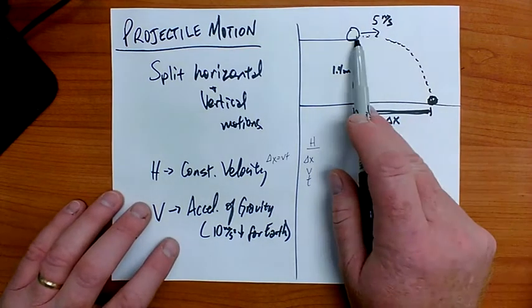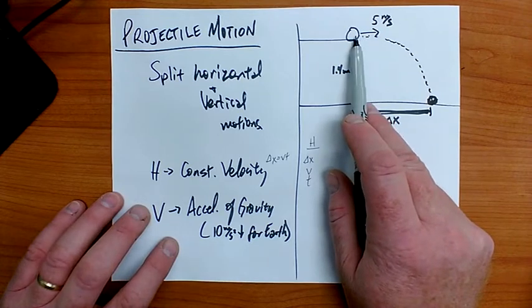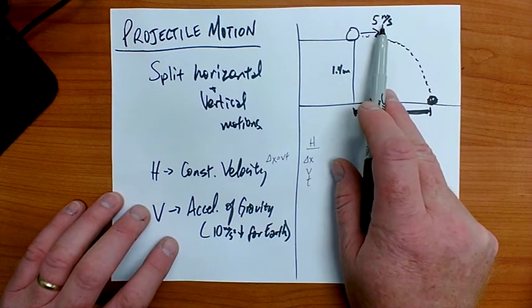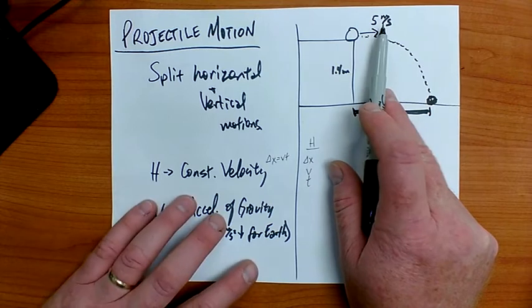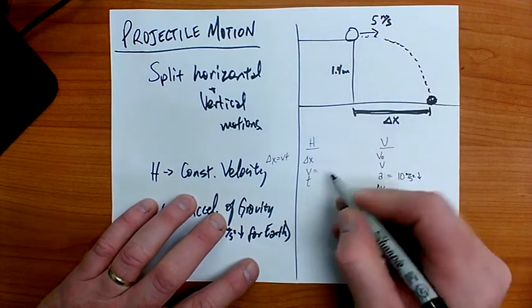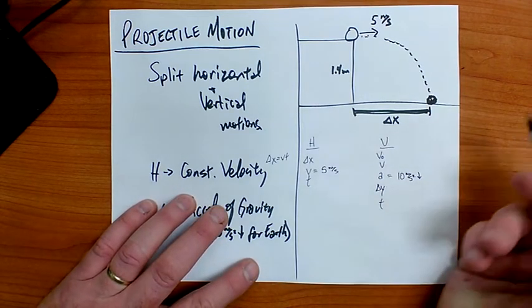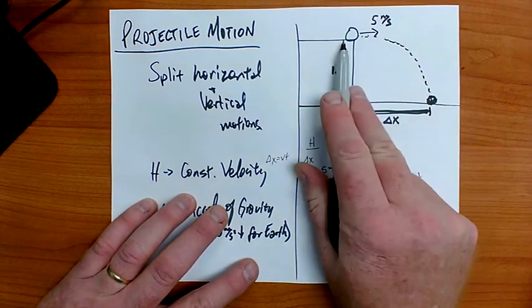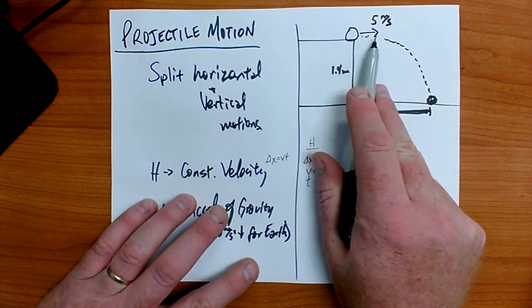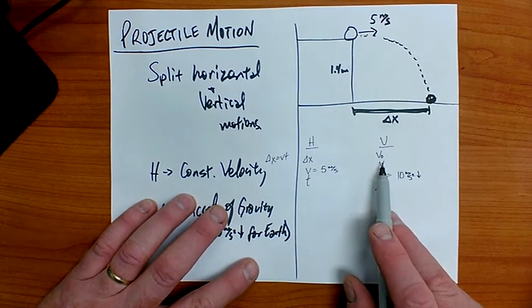So then I'm just going to fill in the pieces that I know. At the beginning, the horizontal velocity as it leaves the table is 5 meters per second. And because the horizontal velocity is constant, I know that 5 meters per second is going to be the constant horizontal velocity, 5 meters per second. I also know that if it's rolling horizontally when it leaves the table, what is my vertical initial velocity?